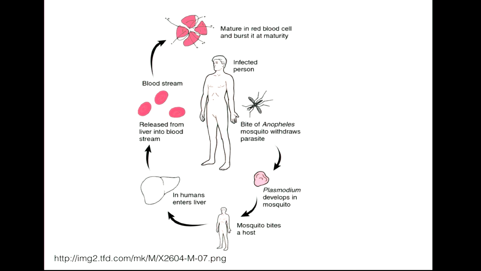So here's a picture of what happens. This is the infected person here, and the bite of the Anopheles mosquito withdraws a parasite from the infected person. There is a stage of development within the mosquito, then the mosquito bites a person here. It enters the human liver of this particular person. From the liver, it's released into the bloodstream, comes out here, and affects red blood cells. They mature within the bloodstream and they finally burst the red blood cell at this point.